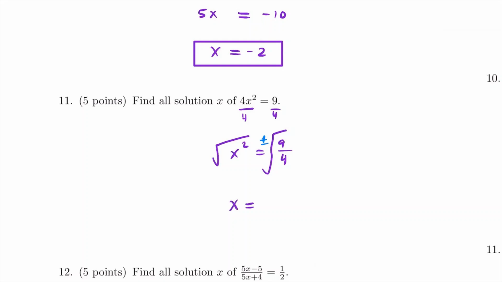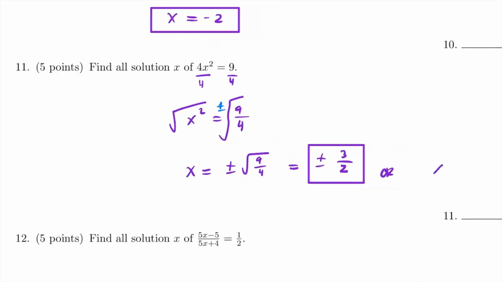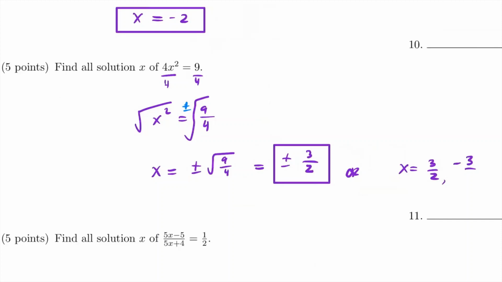So we have x is equal to plus and minus the square root of 9 over 4, and this simplifies to plus and minus 3 over 2. So that is our answer for this problem. We get 2 solutions. Or if you want to write it out, you can say that x is equal to positive 3 over 2 and negative 3 over 2. That's another way you can write your answer.